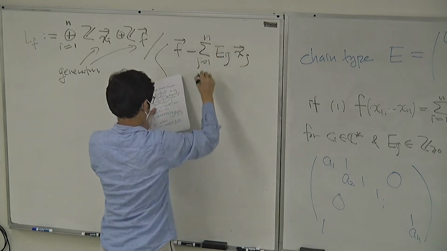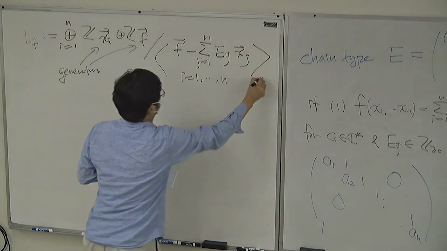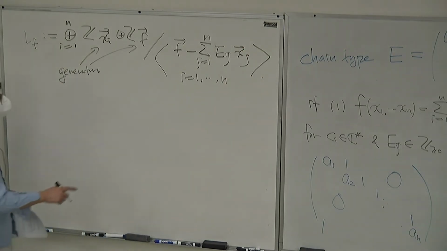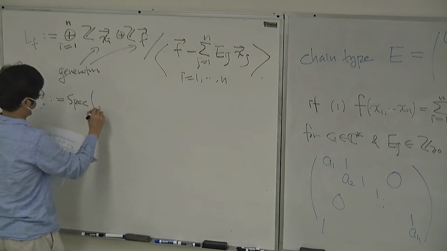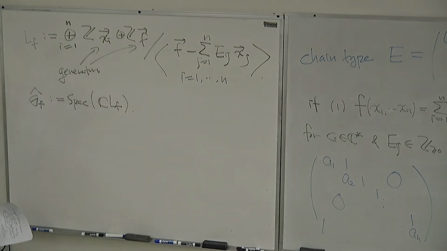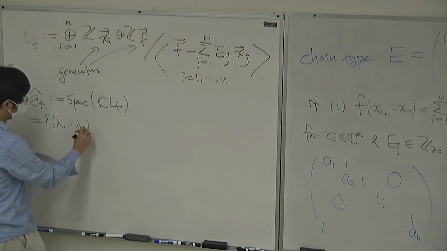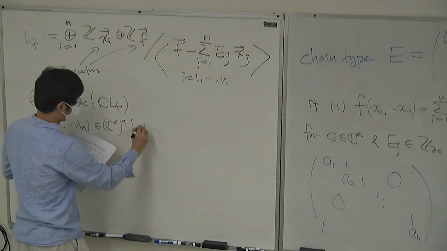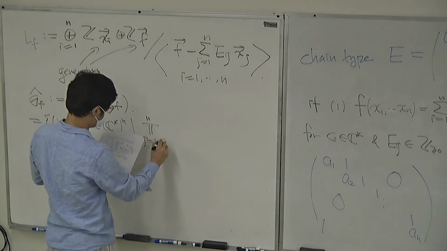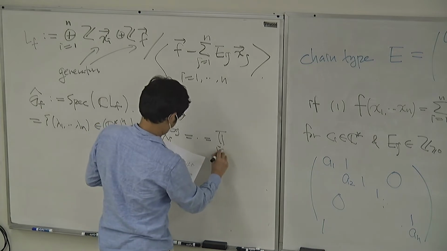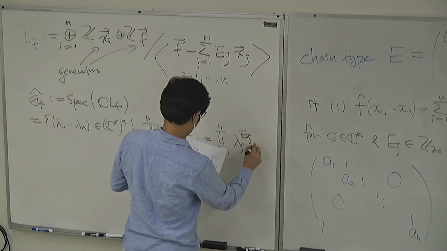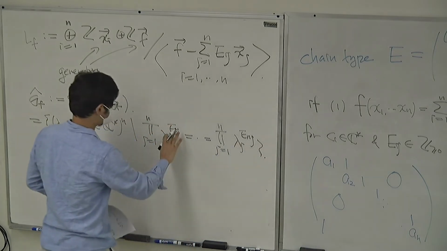x_j from j=1 to n, where i is from 1 to n. So I mod out this free abelian group by this relation. Then I will consider again this G_F hat, which is nothing but Spec of this C[G_F]. And I can check that I can write this group in this way: lambda_1, ..., lambda_n, the product over j from 1 to n of lambda_j e_ij is equal to the product over j from 1 to n of lambda_j e_nj. This is 1.